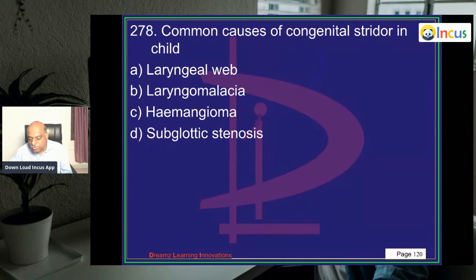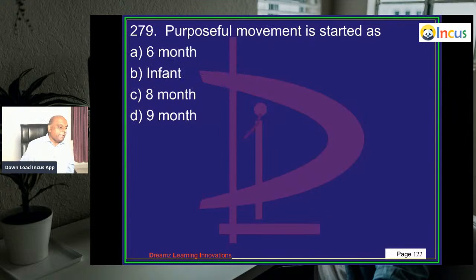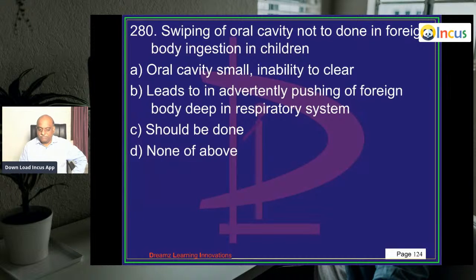Common causes of congenital stridor in a child: laryngomalacia. Purposeful movement, when will the kid start? 6 months. Swiping of the oral cavity should not be done if there is a foreign body ingestion, because you may push the foreign body deep into the respiratory system.